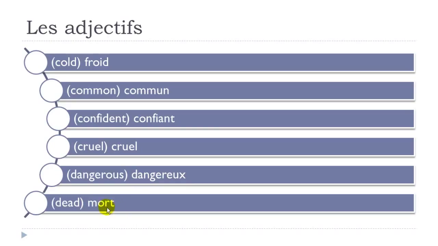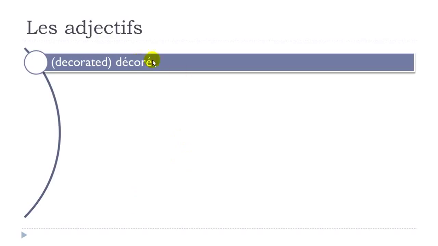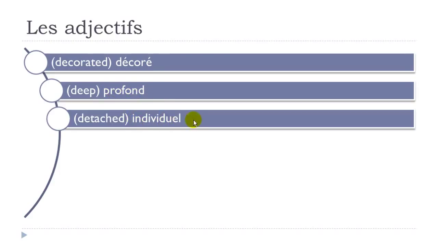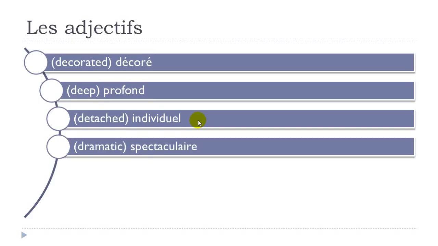Mort. Final T not pronounced. O-R, or. Mort. Décorer. Okay, so accent aigu et, accent aigu et, décorer. Profond. Final D not pronounced. O-N, on. Profond. Individuel. Spectaculaire. Okay, so don't insist on the final E. So l'air spectaculaire. Spectaculaire.